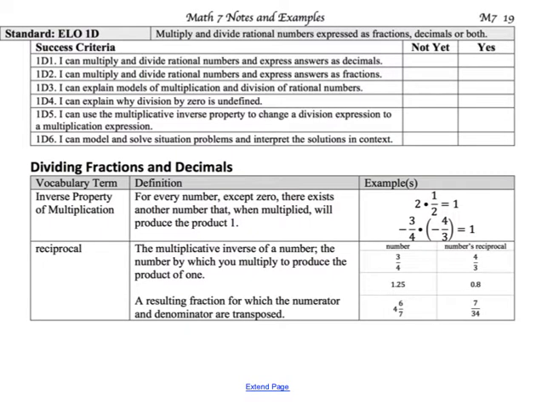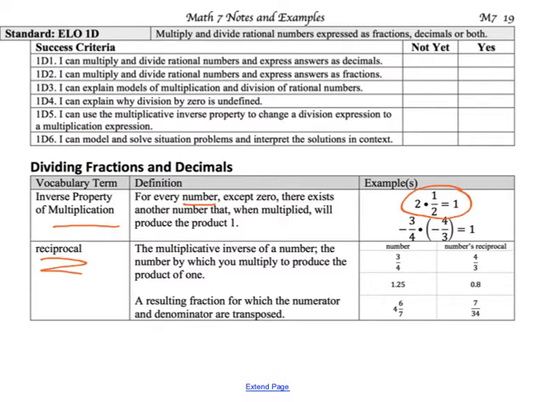Okay, first a little bit of vocabulary. The inverse property of multiplication states that for every number except 0, there exists another number that when multiplied will produce the product 1. For example, 2 times a half can give you 1.